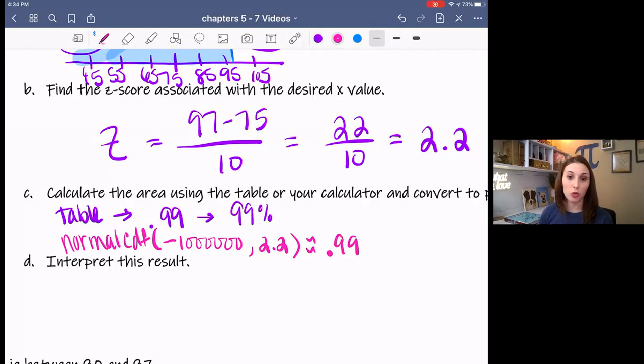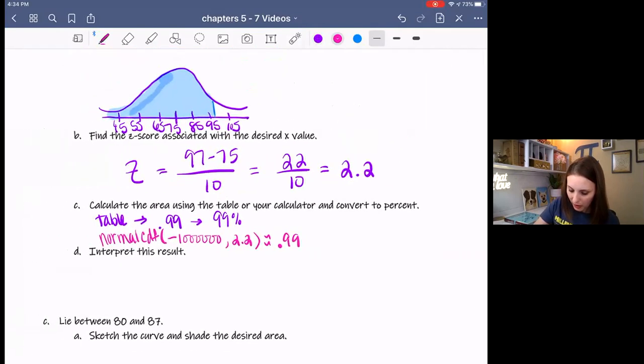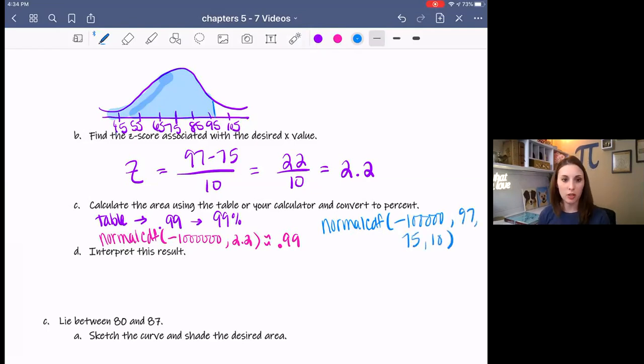And then if you chose not to standardize the variable, then you would have normal CDF still. You would still have negative infinity to 97, and then you would have to put in the mean and the standard deviation. So those are 3 different methods. No matter what method you chose, you should get 0.99 or 99%.